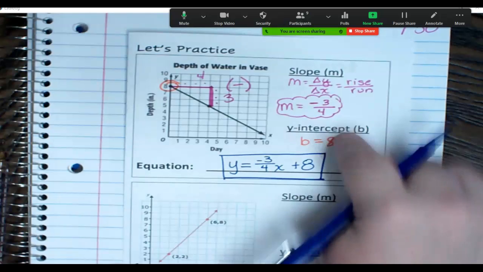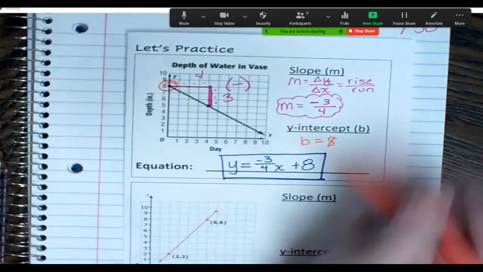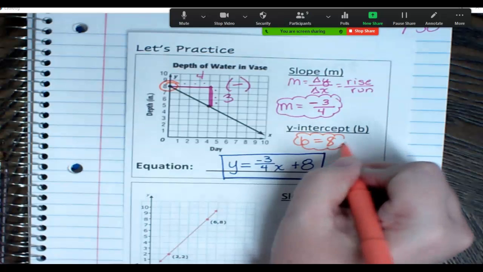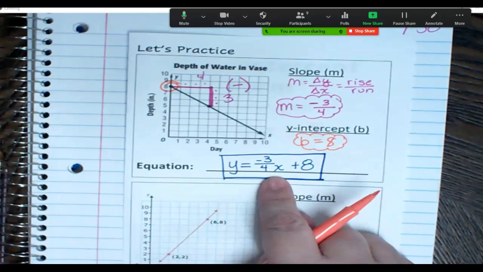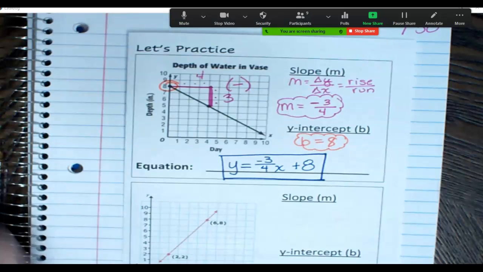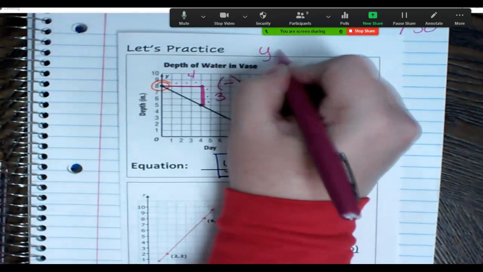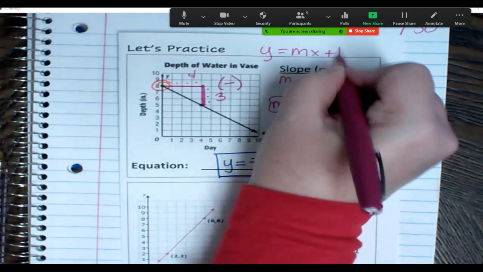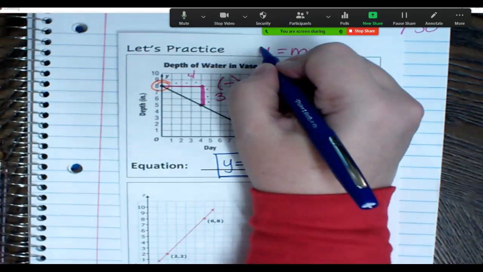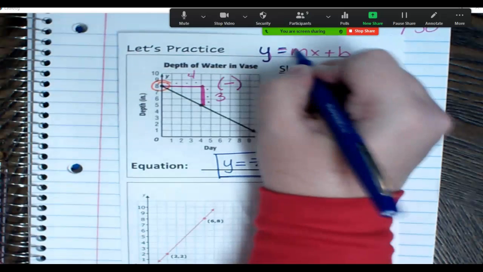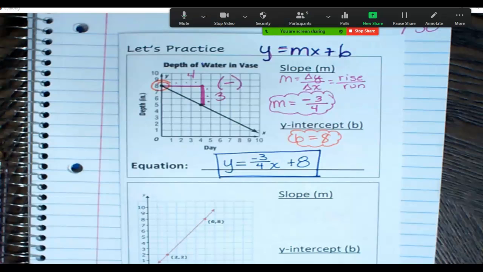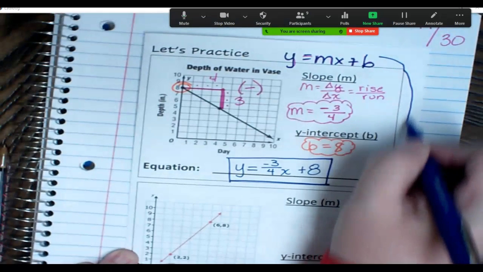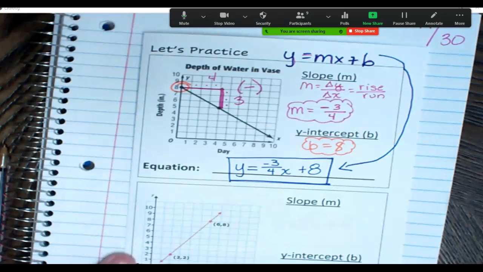You already know how to do all the work up here. Oops, I should have bubbled this because I know that's important. I need to use it. Now you're just plugging it into the equation y equals mx plus b. Remember, y equals mx plus b. Probably should have written that in blue so it matched. y equals mx plus b. That is our equation format. We use that format to find that equation.